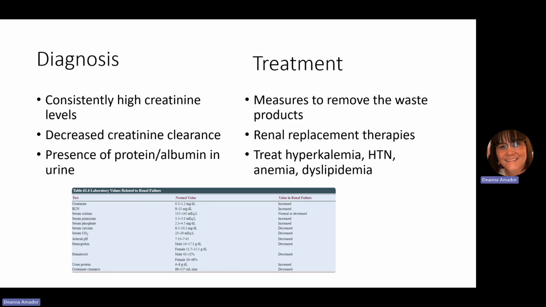So with diagnosis, this is by having a consistently high creatinine level, decreased creatinine clearance, and presence of protein and albumin in the urine. There's a chart from your book that shows normal lab values and the values that you're going to see in renal failure. Your treatment is going to be measures to remove the waste products, renal replacement therapies like your dialysis, and treatment of hyperkalemia, hypertension, anemia, and dyslipidemia. So you can look through there and see the lab values that are related to renal failure and what you will see there.